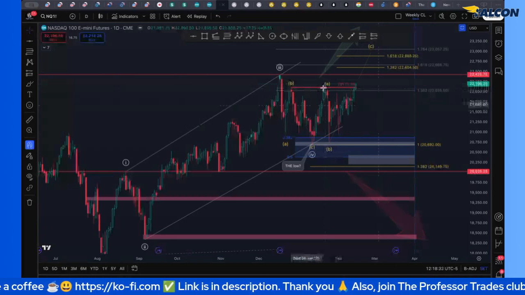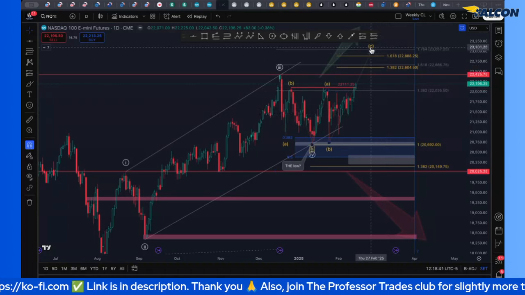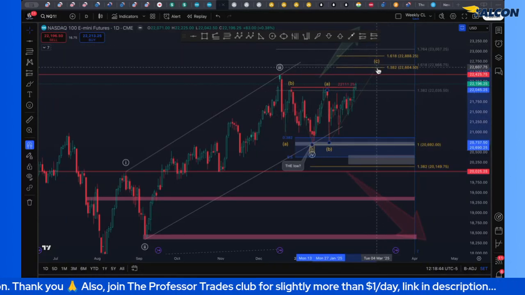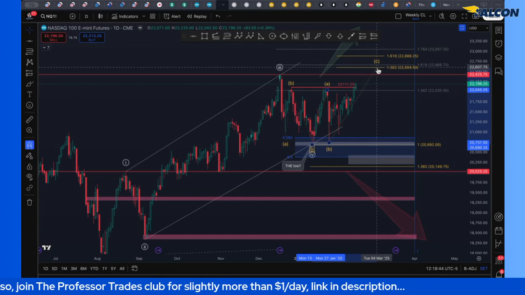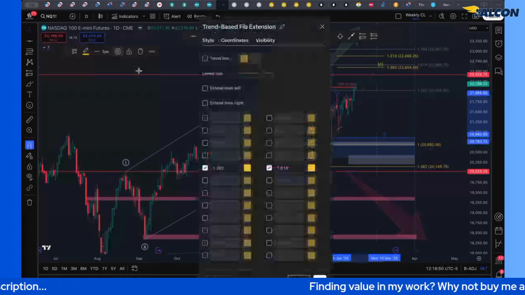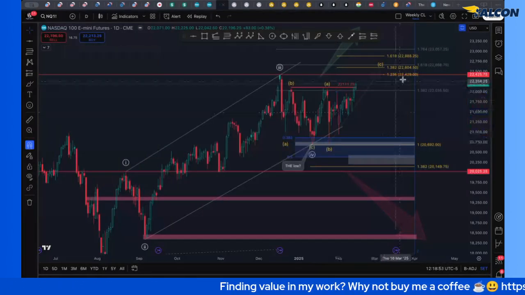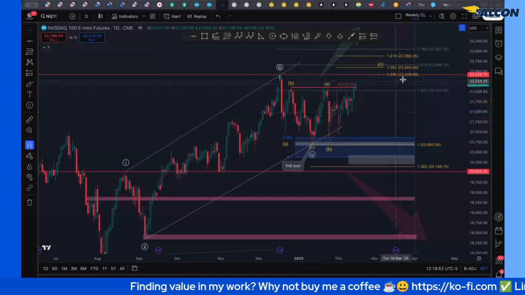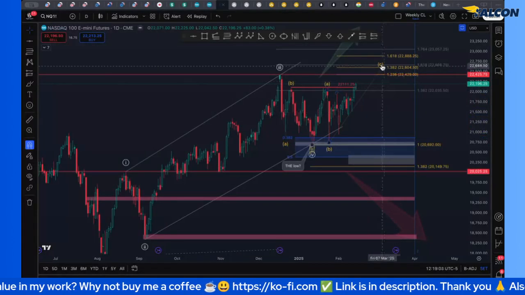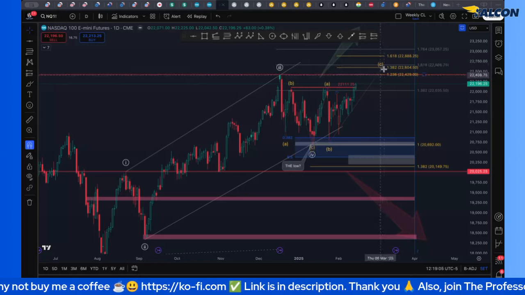I won't get into the weeds of the nano stuff, but somewhere 22,500. Let me see where the 1,236 comes in. Look at that. That's really interesting. The 1,236 of this move happens to come in right at the last high. So I think it's more likely that it pokes above there.